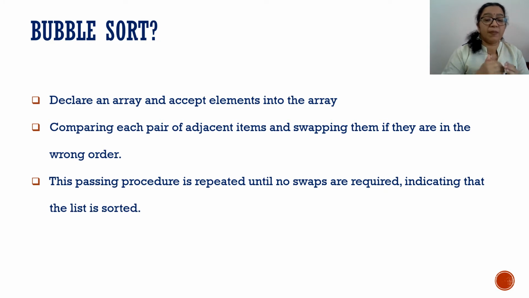So we want to compare each pair of adjacent items, meaning adjacent cells. And if it is not in order, we want to swap it. Swap means we want to exchange the values. So here I'll show you one example.